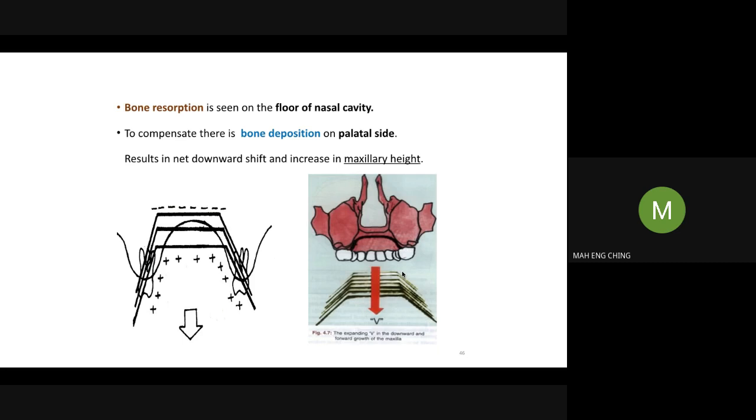And how does this happen? It's by remodeling, which is caused by resorption on the base or floor of the nasal cavity, and then deposition on the palatal side.